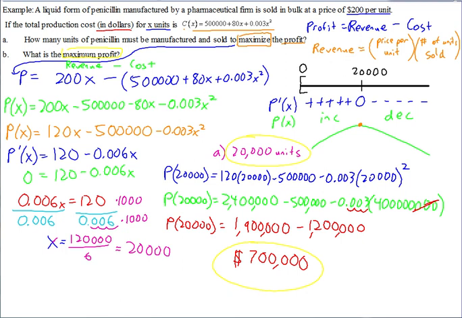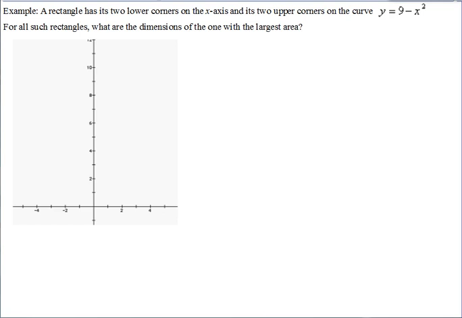All right, let's take a look at another example. Let's look at a geometric example now. So the rectangle has its 2 lower corners on the x-axis and its 2 upper corners on the curve y equals 9 minus x squared. So y equals 9 minus x squared, that's a parabola. The 9 shifts it up 9 units. And the negative makes it open up and down. You can see the x-intercepts here. What would make y 0 would be if x was 3 or negative 3.